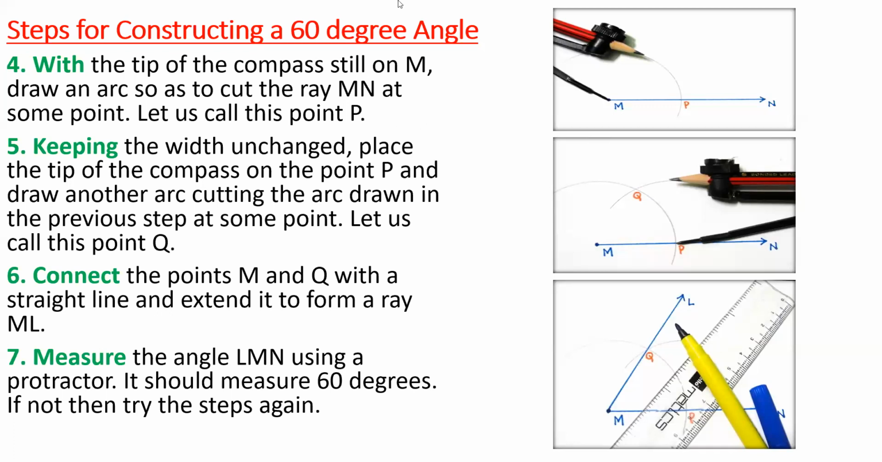Paul, read steps 4 through 7 on how to construct the 60 degree angle. With the tip of the compass still on M, draw an arc so as to cut the ray MN at some point. Let us call this point P. 5, keeping the width unchanged, place the tip of the compass on the point P and draw another arc, cutting the arc drawn in the previous step at some point. Let us call this point Q. 6, connect the points M and Q with a straight line and extend it to form a ray ML. 7, measure the angle LMN using a protractor. It should measure 60 degrees. If not, then try the steps again. Very good.